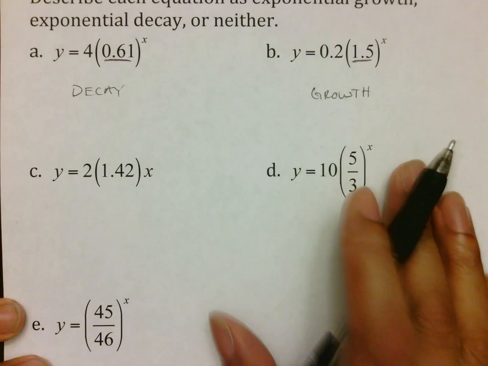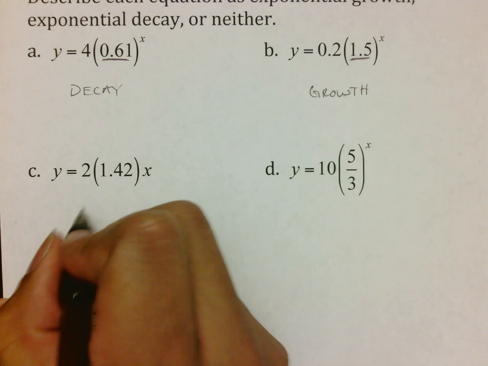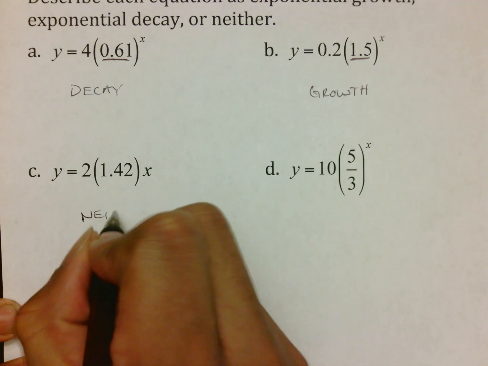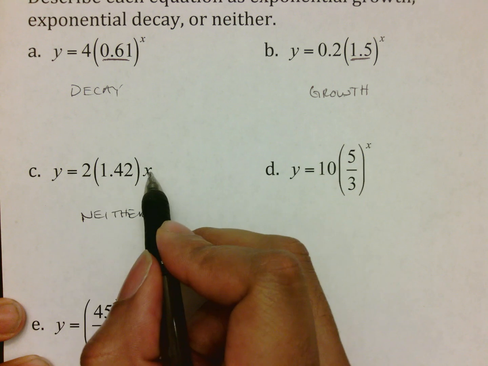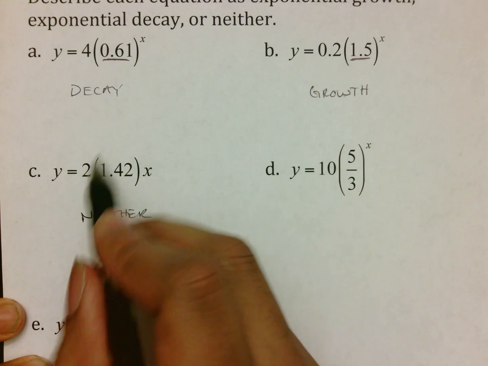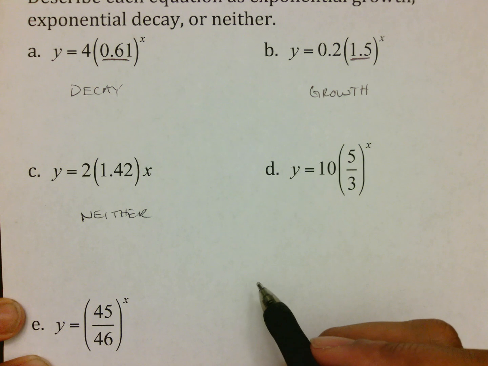Now C is tricky because you notice that this variable is not in the exponent. This is actually neither, because this is 1.42 times x, which means that's like mx plus b. This is actually linear if you're trying to keep track of that.